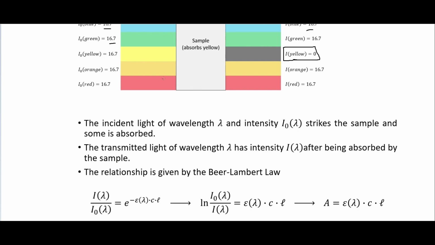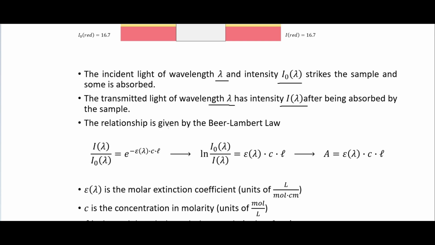And so the incident light of wavelength lambda and intensity here, where the intensity is going to be based on the wavelength, strikes the sample and some is absorbed. The transmitted light of wavelength lambda has this intensity after being absorbed by the sample. And the relationship is given by the Beer-Lambert law. So if you've taken general chemistry, you've probably seen it in this form, but it comes from this.